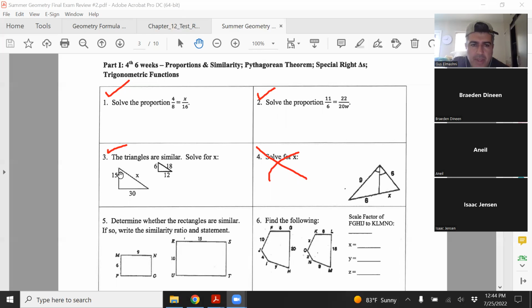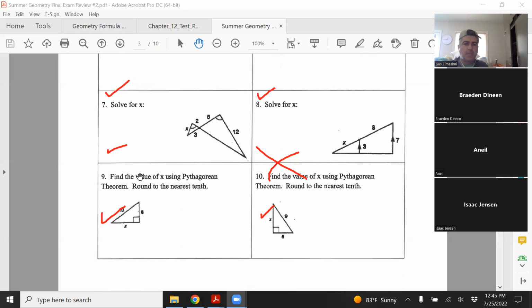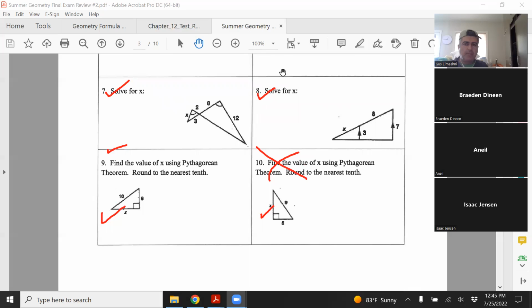5 and 6 are also fair game. So you may want to jot that down. 1, 2, 3 are fine. 4, cross off. 5, 6 are good. And I'll make sure I put that in the solution key as well. I think 7, 8, 9, 10, those are all fair problems to ask.